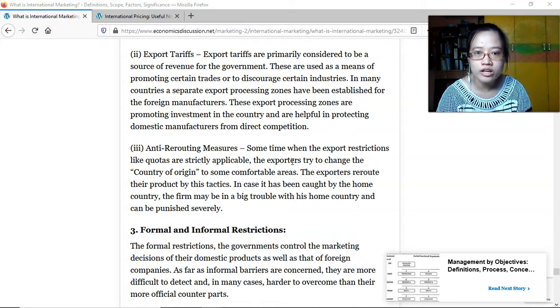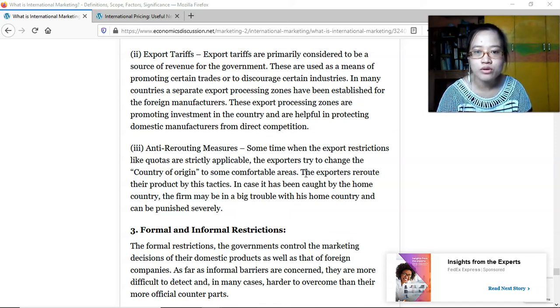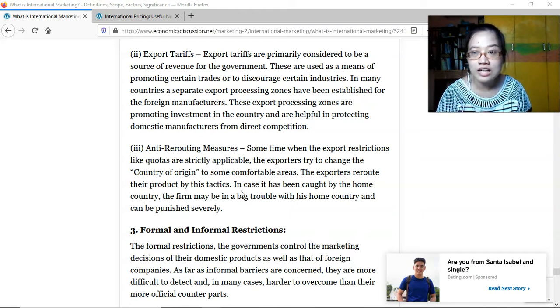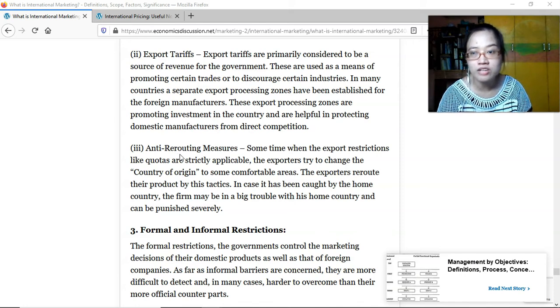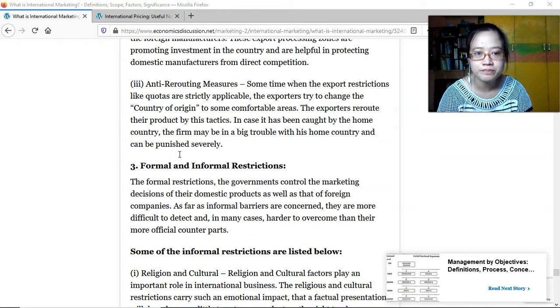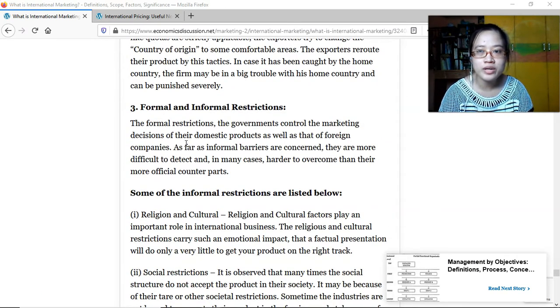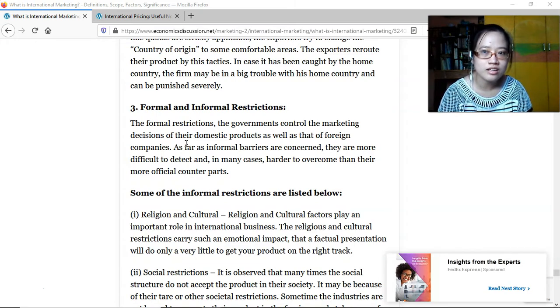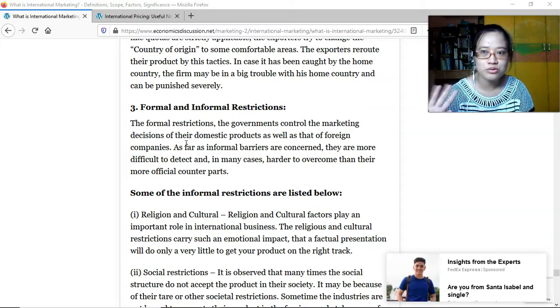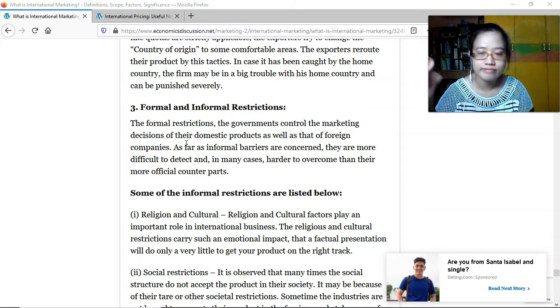Anti-rerouting measures. Sometimes when export restrictions like quotas are strictly applicable, the exporters try to change the country of origin to some more comfortable areas. The exporters reroute their product by these tactics. To prevent that, some countries impose anti-rerouting measures. So instead of showing made in the Philippines, let's say they produce it or reroute it through some other country, and things like that.